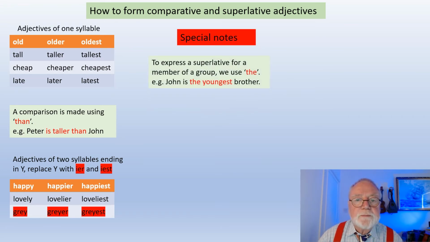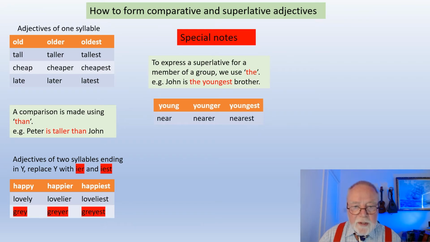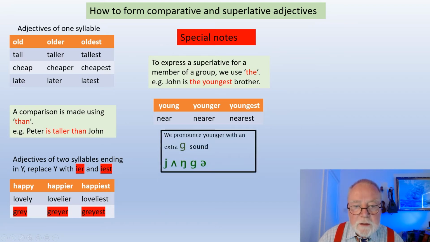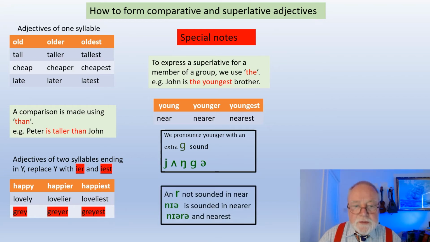Here are some special notes. To express a superlative for the member of a group, we use the word the. John is the youngest brother. Everest is the highest mountain. When we pronounce some words, we do make some changes as well for the comparative and superlative. So young becomes younger. I add a G into the word. You hear the extra syllable G, younger, youngest. Similarly with near, I do not pronounce the last R, except when I say nearer, nearest.